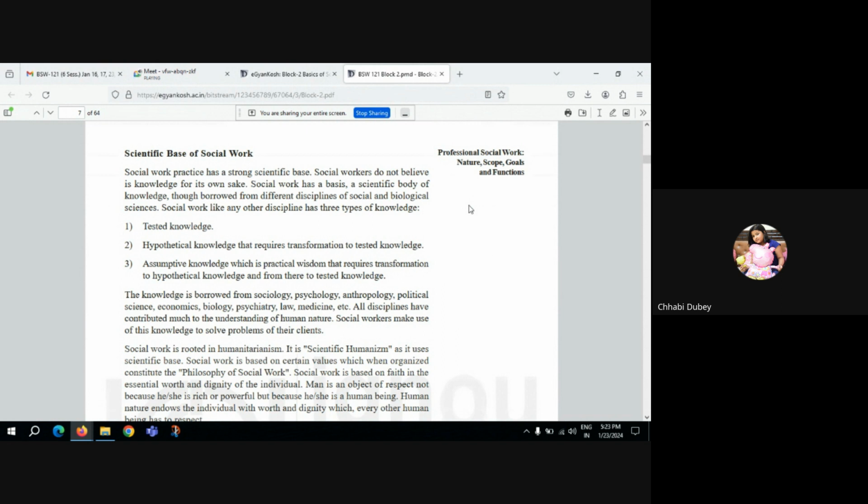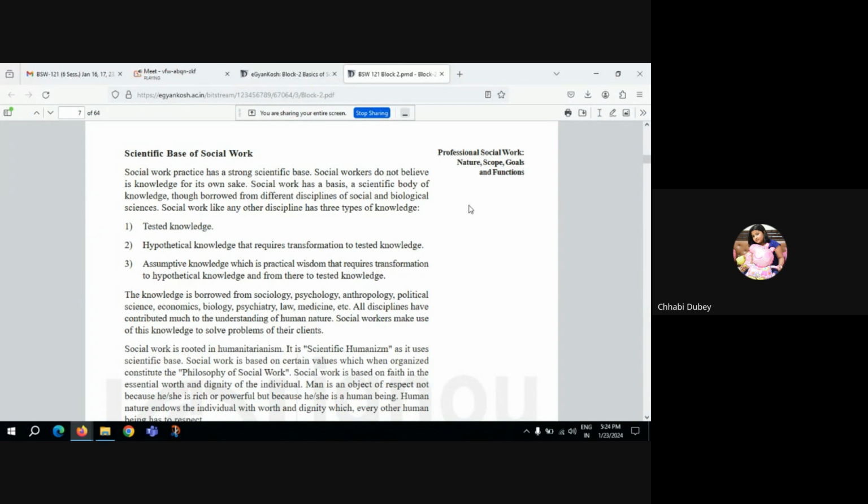So social work has three types of knowledge. One is what is termed tested knowledge. Second is what is known as hypothetical knowledge, which requires transformation to tested knowledge. And third is assumptive knowledge, which is a practical wisdom that requires transformation to hypothetical knowledge, and then we take it to tested knowledge. Tested knowledge, you can say, is the highest form of knowledge, which has been scientifically tested by a number of professionals, and only then have they come up.